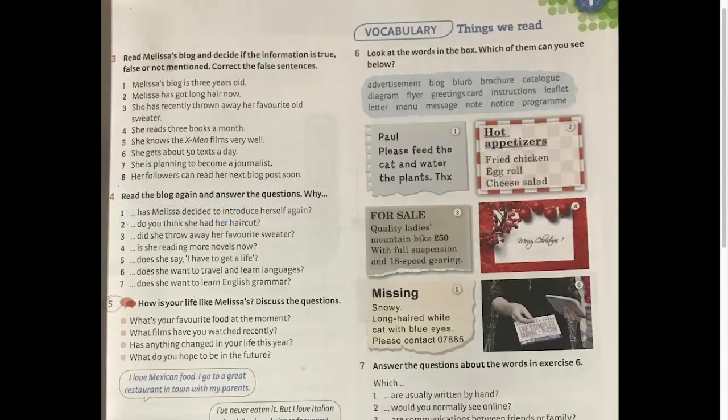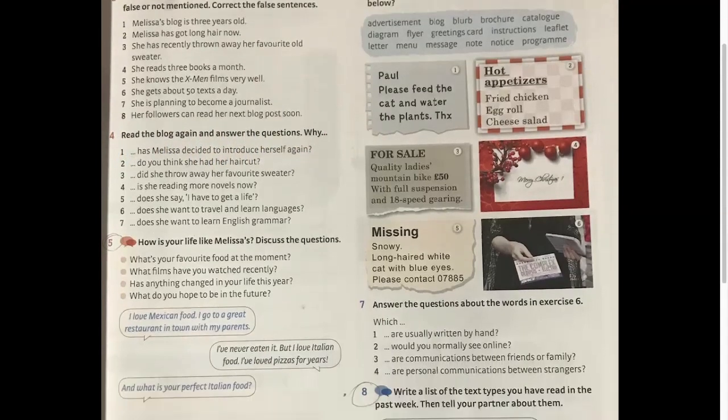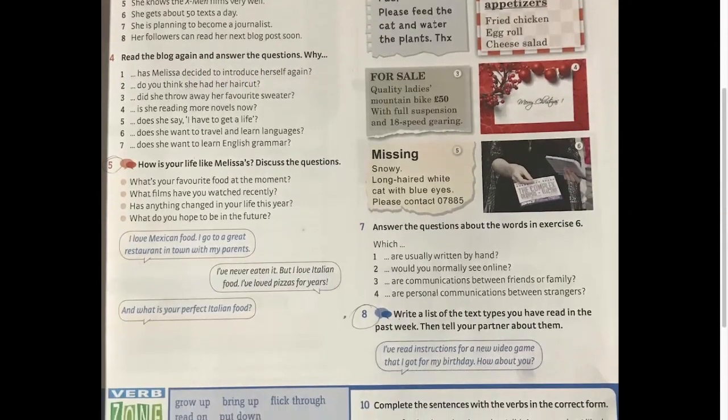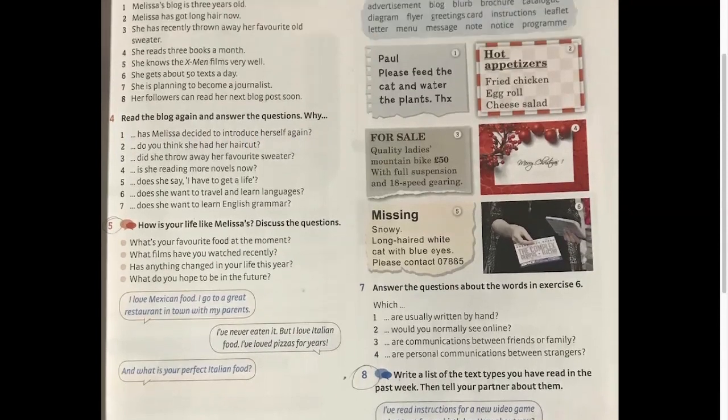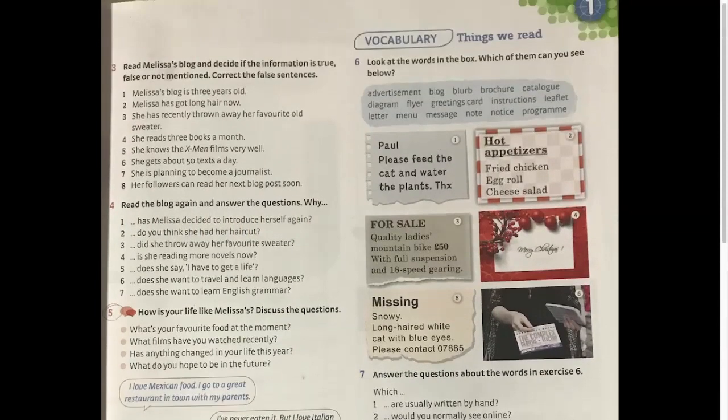For example, because she, blah, blah, blah. Okay? Always start with because. Exercise 5, we are going to do it in class. So then you're going to the vocabulary, things we read, different types of texts.